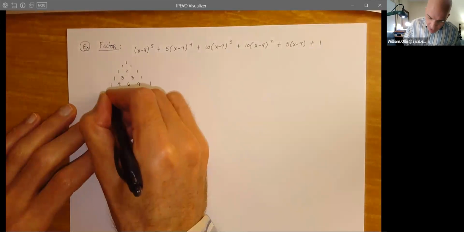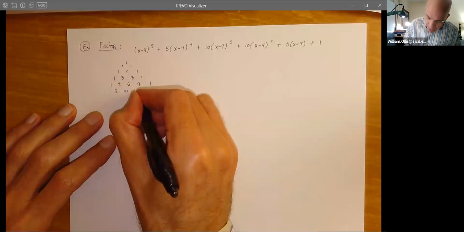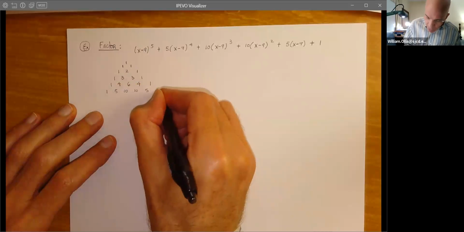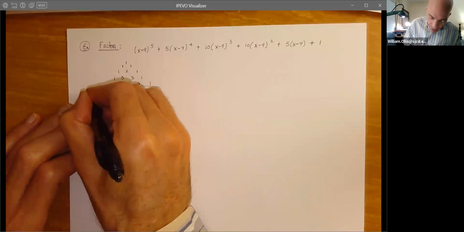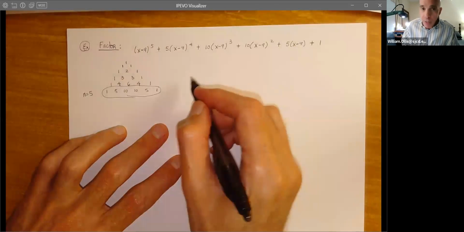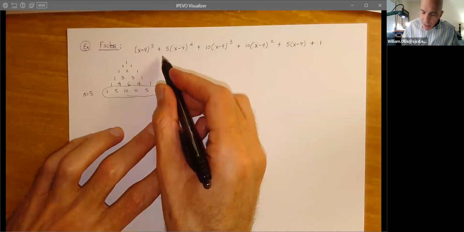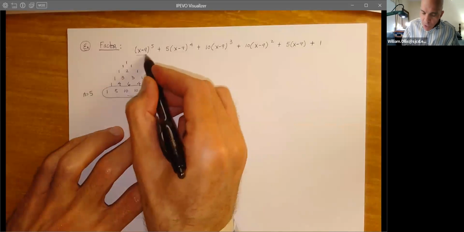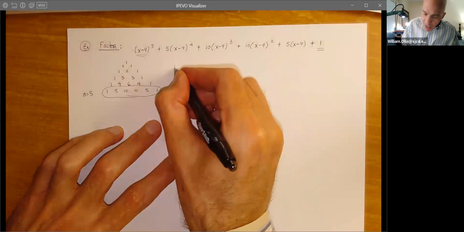And then 5, so we get 5, 10, 10, 5, 1. Okay, we pretty much see that that's n equals 5. This is binomial, at least in terms of the coefficients. And now, when we look at this, these are the extreme terms. These are the extreme terms. So, binomial theorem.